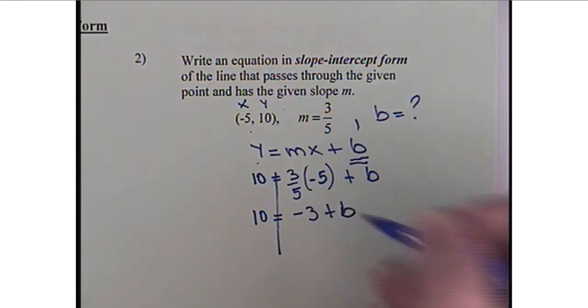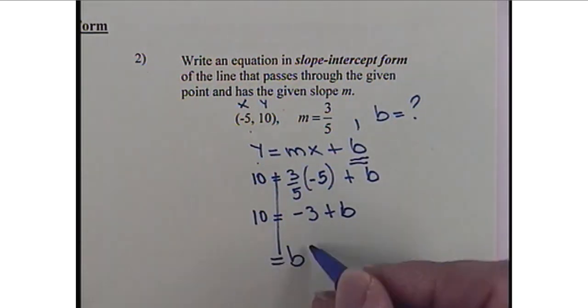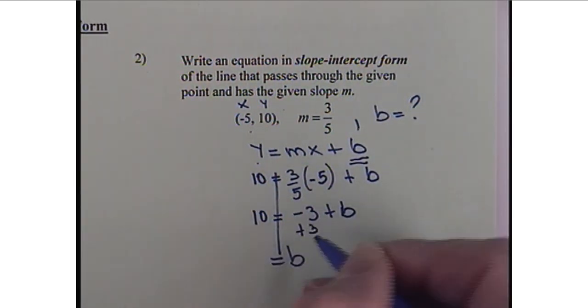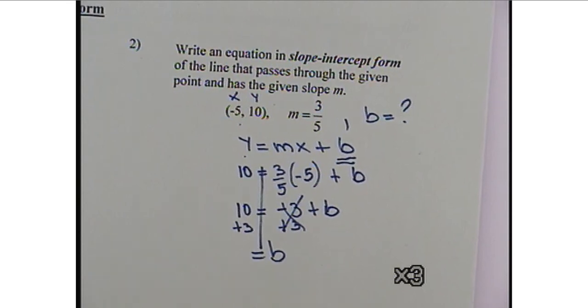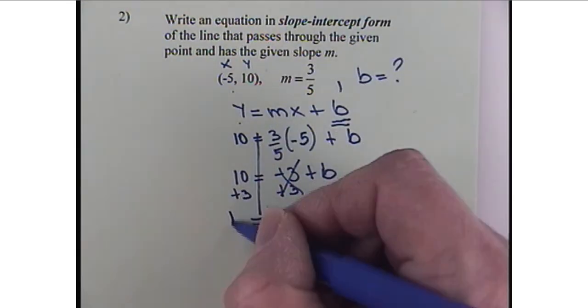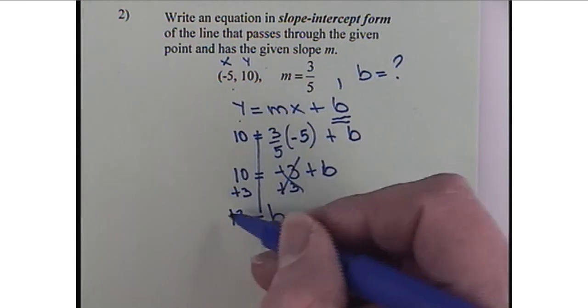Then my next step to get b itself will be to add 3 to each side. So -3 plus 3 cancel out. Sorry about that, that is just a little technology problem here. It's gonna pop up in a second. Alright, so 10 plus 3 is 13 equals b.